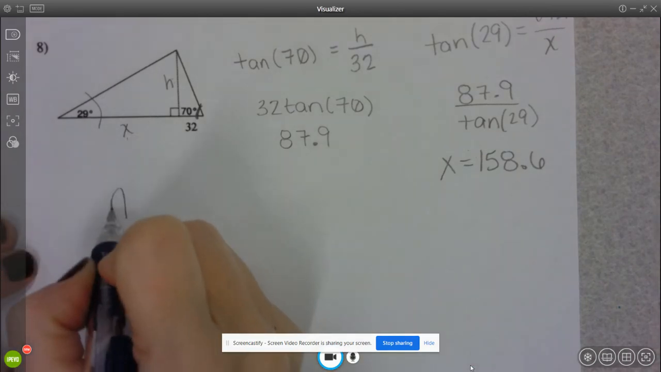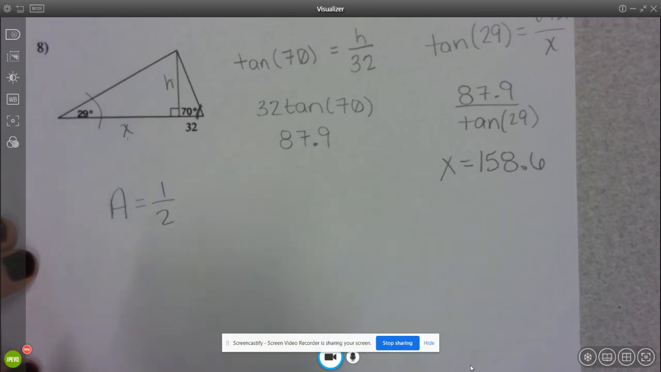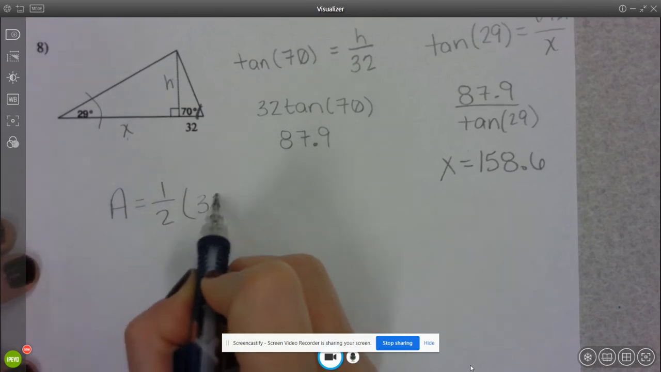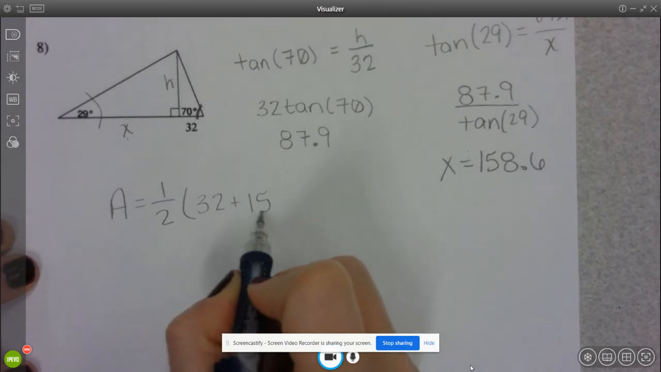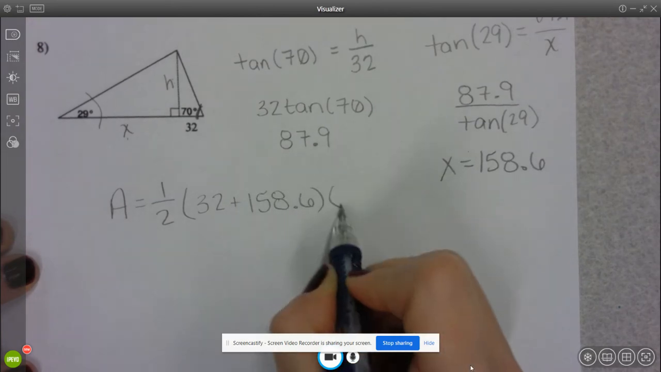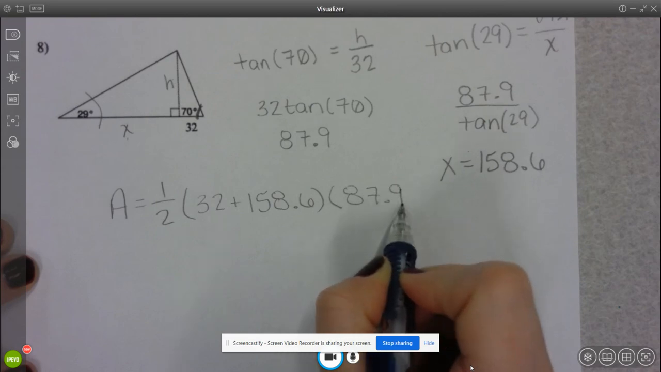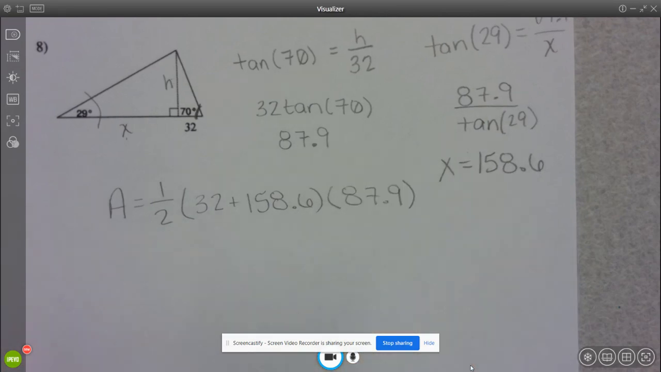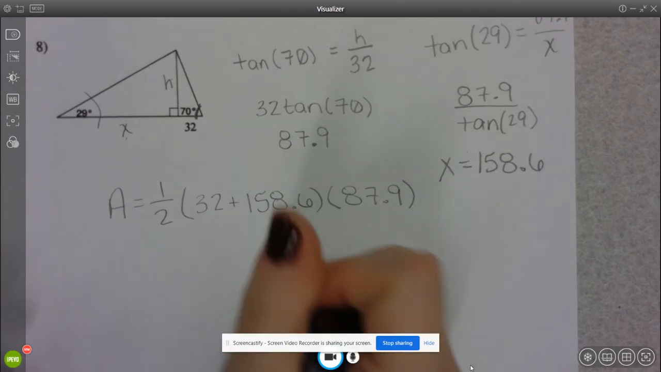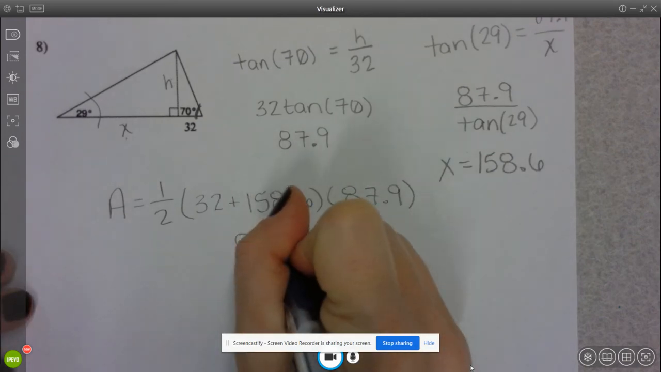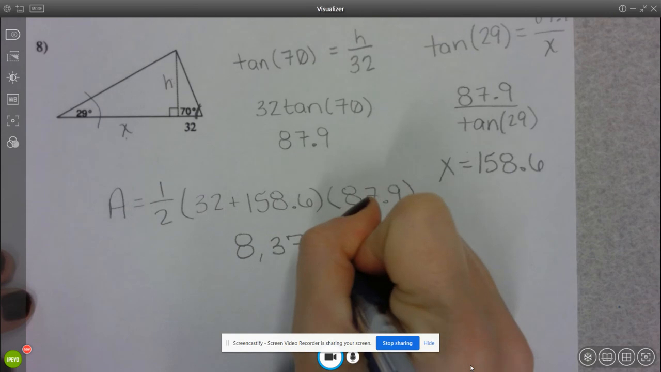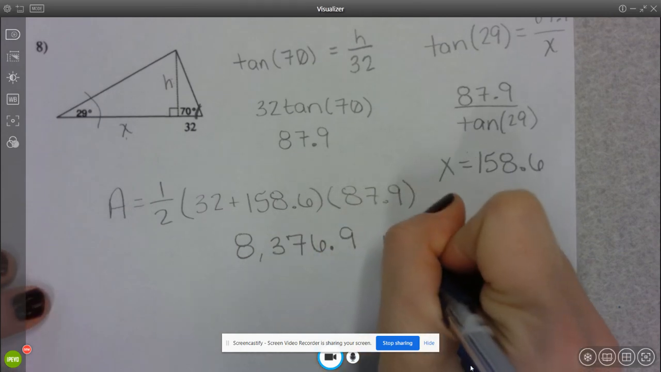So then area is 1/2 the base, which is the 32 we started with, plus the 158.6 times the 87.9. So 1/2 times 32 plus 158.6 times 87.9. Oh boy, 8,376.9 square units.